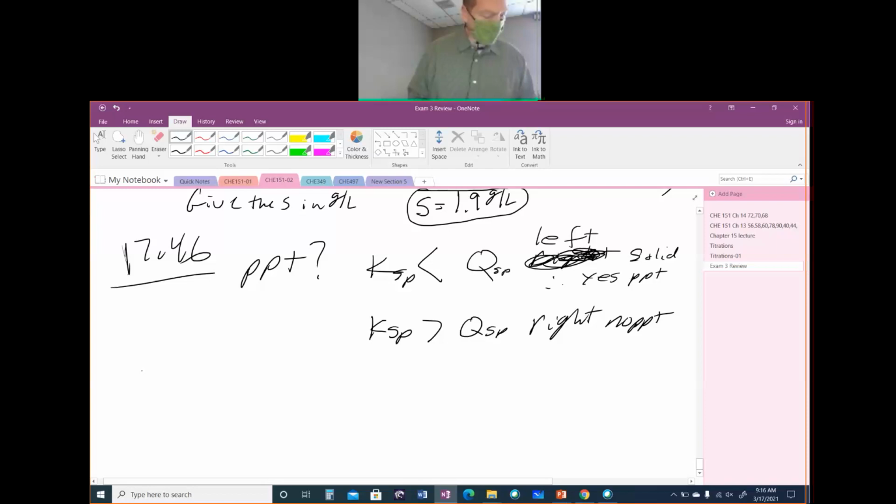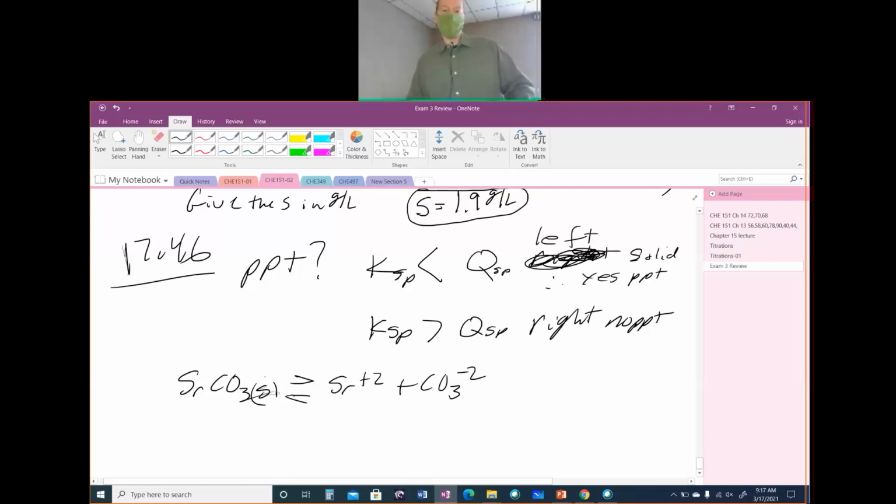So let's write the reaction. And the reaction is, for the first one, strontium carbonate, SrCO3, solid. Of course, that is the left side, not the right side. And that is Sr plus 2 and CO3 minus 2. All right, so the left side has the solid, and that would be a precipitate. The right side, there's no solid. These are both aqueous. So you have to look up the KSP value. The KSP value for this one is 9.3 times 10 to the minus 10.